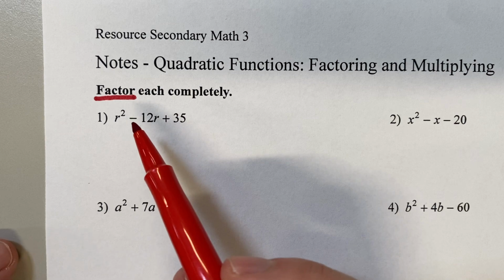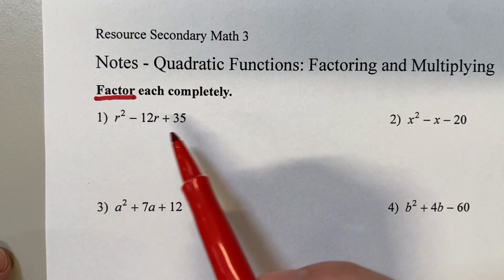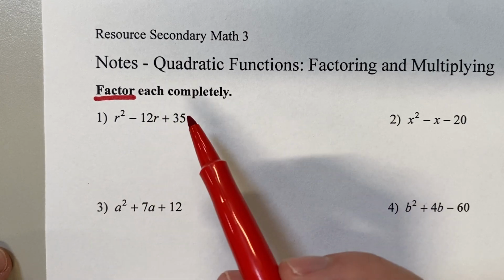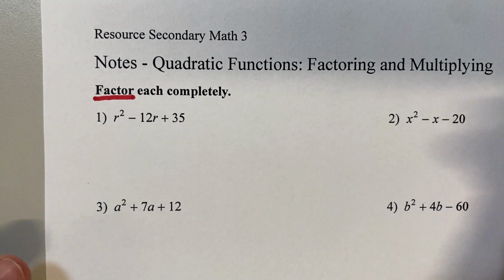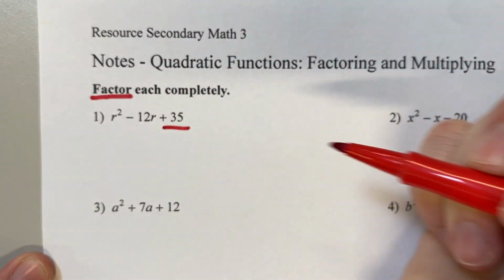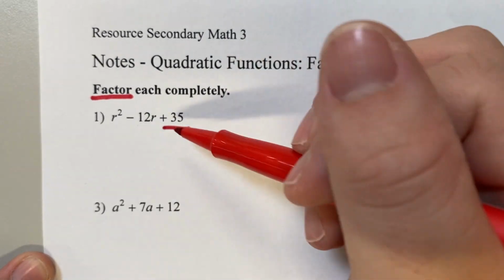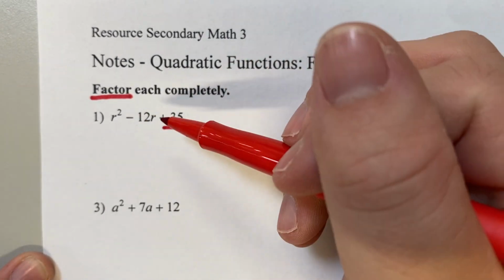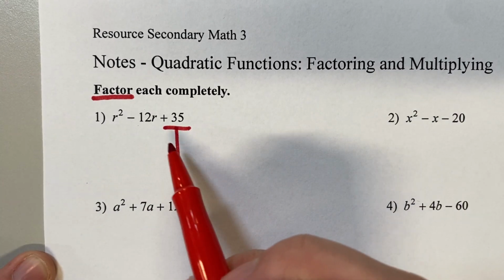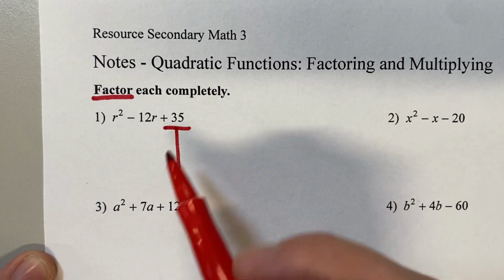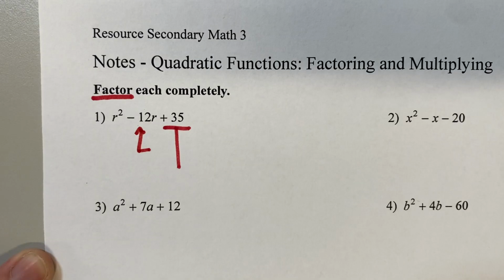Well, r squared, negative 12r, and 35 don't have any common factors, so I'm going to have to play what I like to call the number game. The number game goes, we look at our C, right? Standard form A, B, C. So we're looking at our C and we ask ourselves, what two numbers are going to multiply to give me a positive 35? What are going to add to give me negative 12?